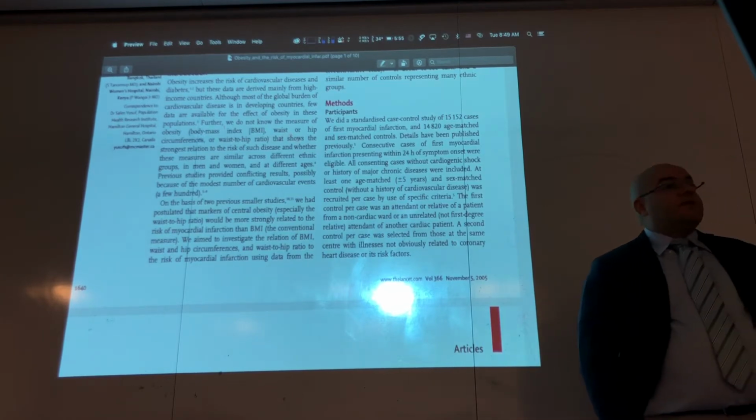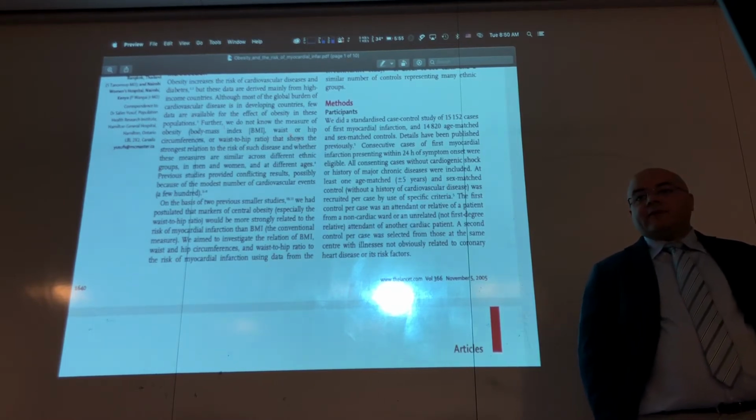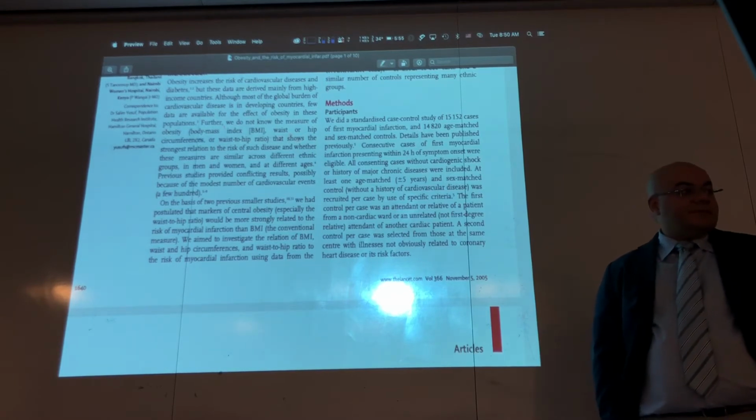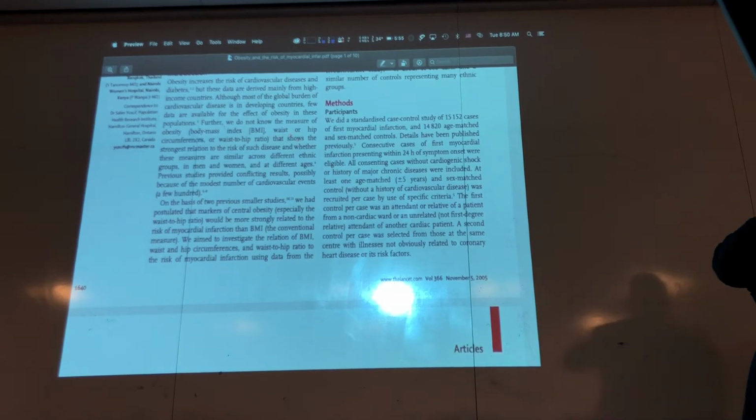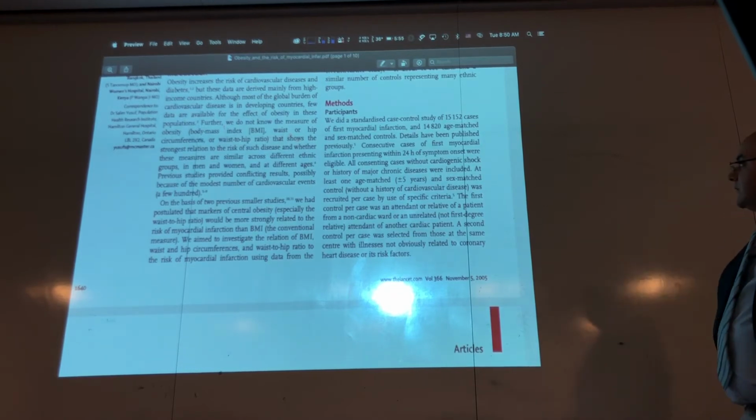Can someone tell me why I would choose, for example, a friend or a relative as the control? To look at the genes, because they would be similar in genetic composition. So this is one rationale for choosing relatives as controls.